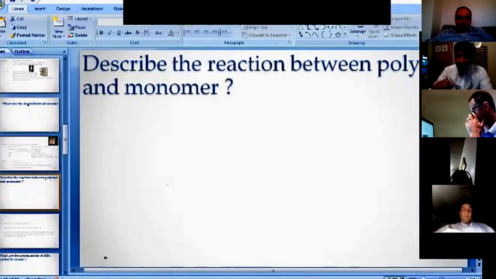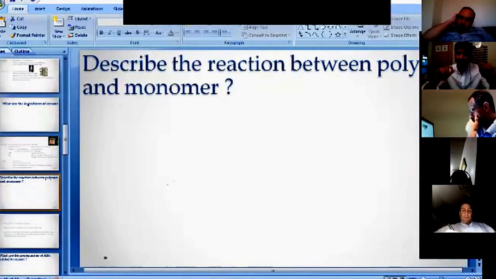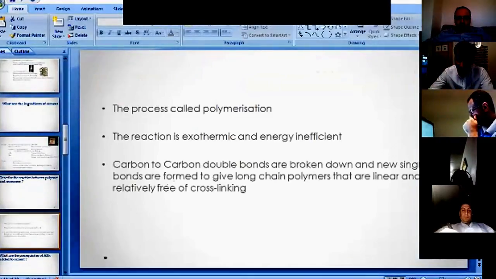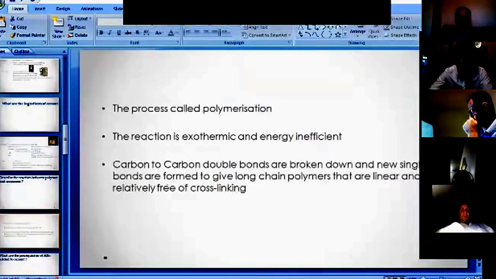The reason for this explanation is that when it's linear and free of cross-linking, it has a very poor tensile strength, which is one of the properties of the cement. As you apply tensile forces to the cement, it breaks because of no cross-linking. And hence this explanation is there, and the question is there.